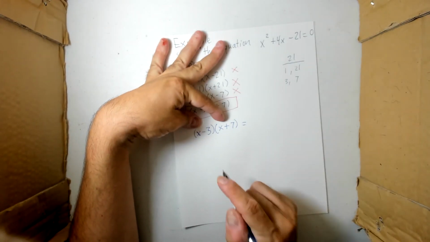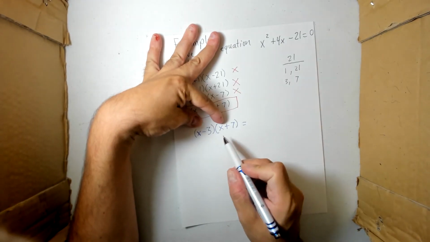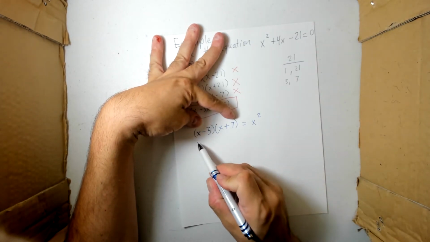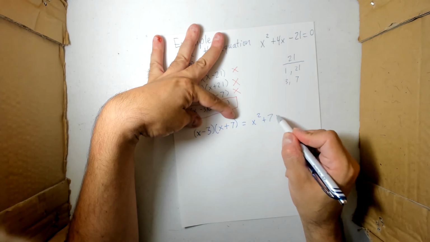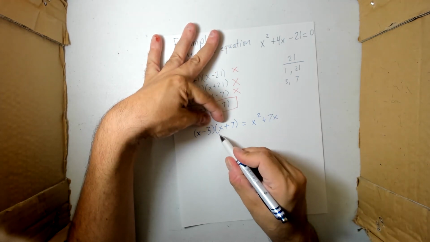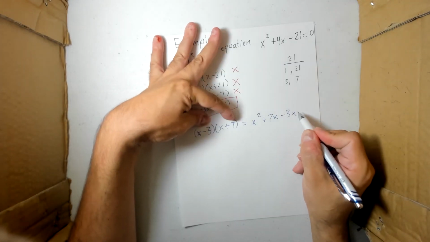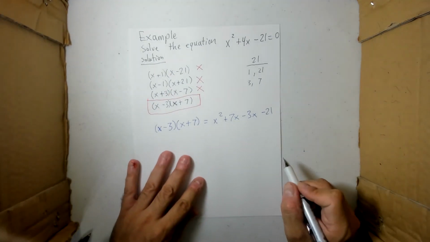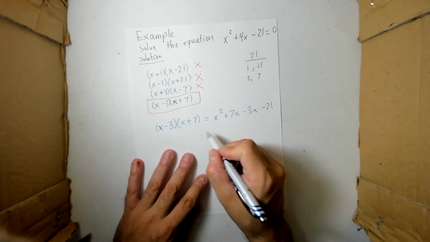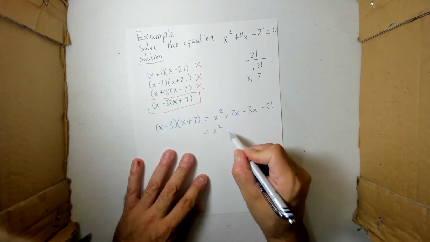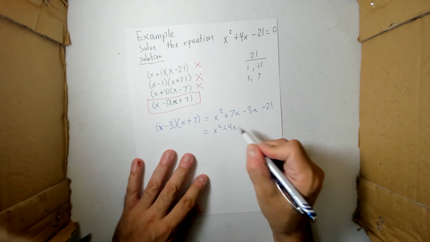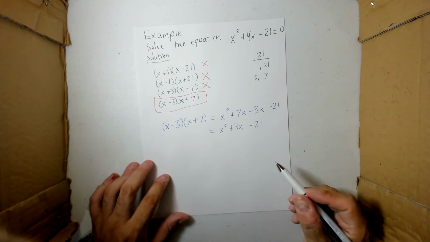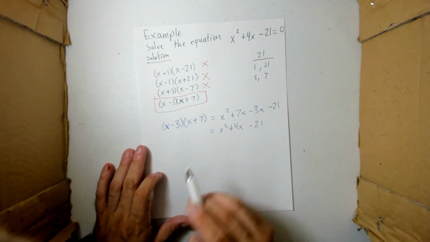So I'm going to multiply this first one with this first one. So x times x, that's x squared. Then I'm going to multiply this first one with this last one. x times 7, that's positive 7x. This negative 3 times this x is minus 3x. And then this negative 3 times this 7 is negative 21. Okay. So now if I combine these like terms in the middle, I will get x squared plus 4x minus 21. So indeed, we have just verified this is in fact the factorization of that.